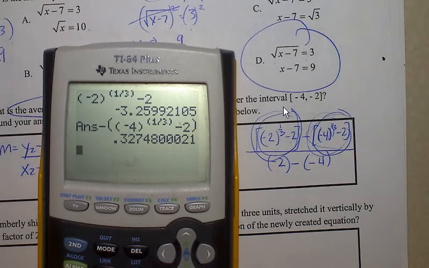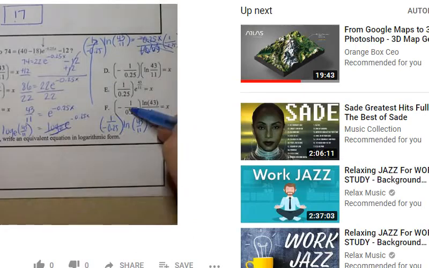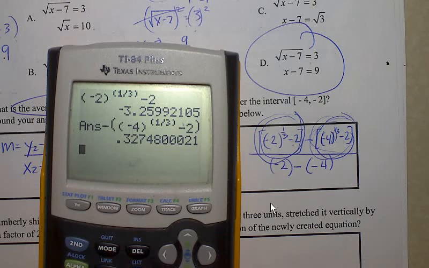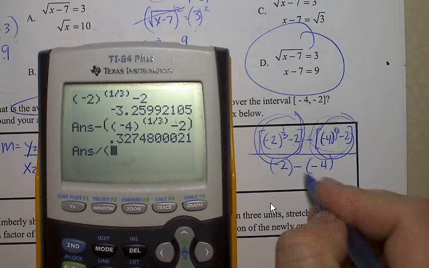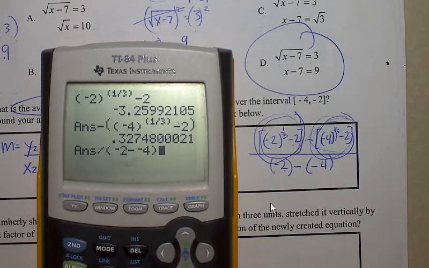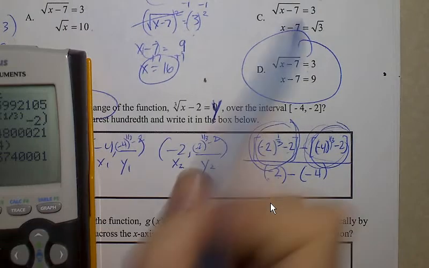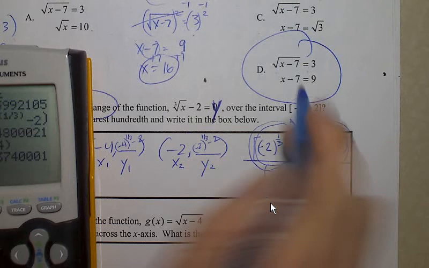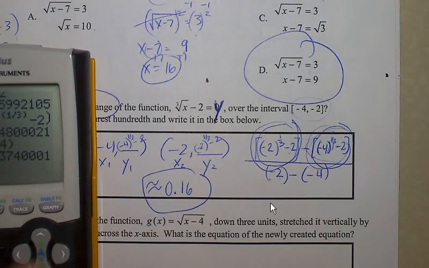Can you raise your hand if you have the same that I do? Okay, give me 1 second. Okay, now we need to divide that by, do a parenthesis. And let's do it. We have -2 subtract a -4. Make sure it's in parentheses. -2 subtract a -4. It says to take our final answer and round it to the nearest hundredth. So my final answer is the rate of change on this interval is approximately 0.16. Check with your partner, please.